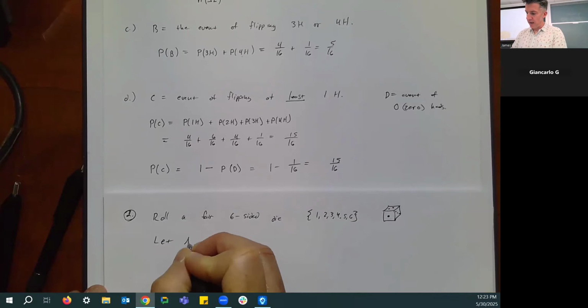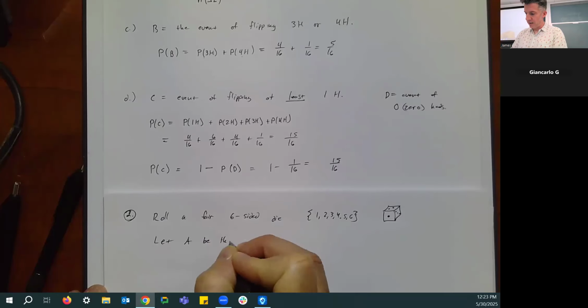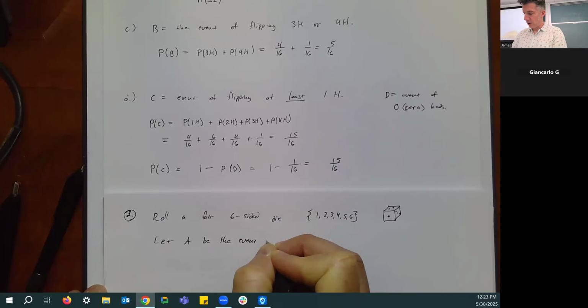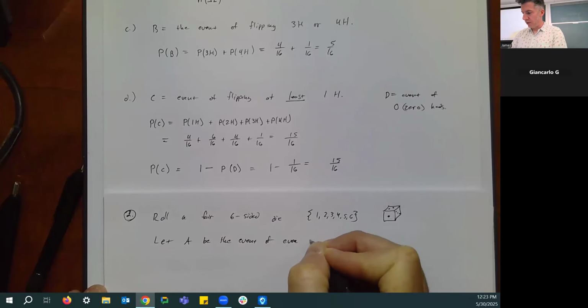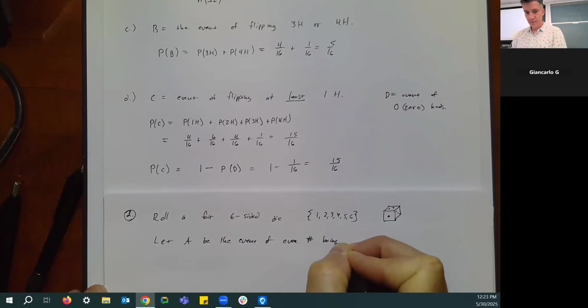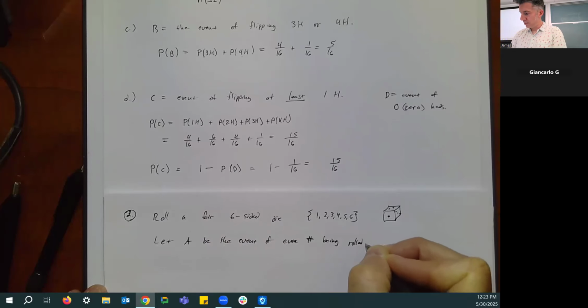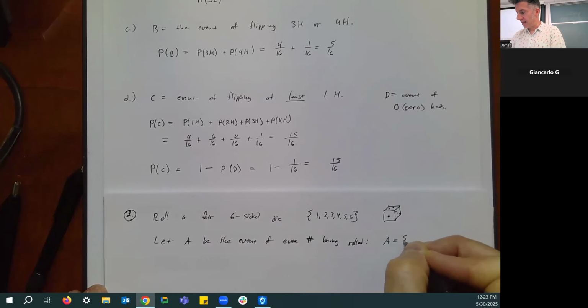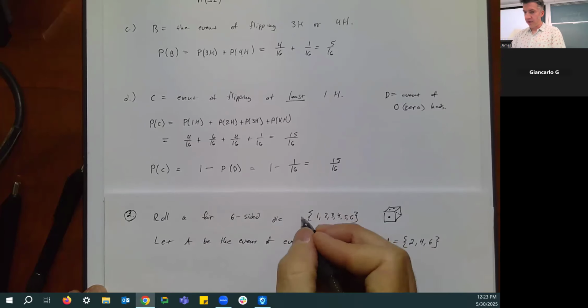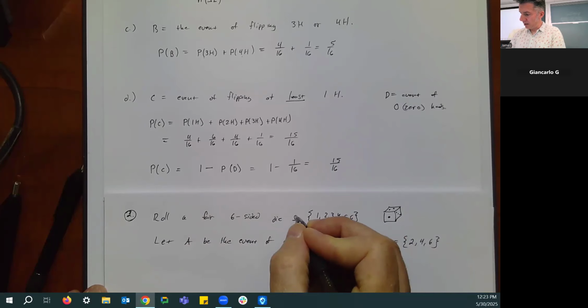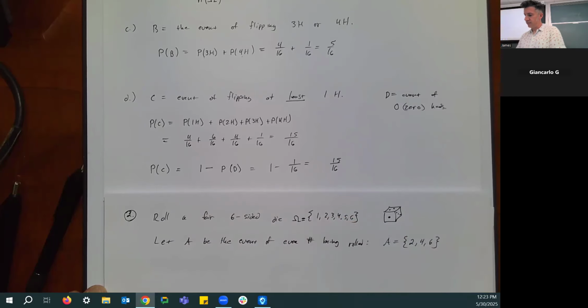We're going to let A be the event of an even number being rolled. So A is the set containing the possible outcomes 2, 4, and 6. And I should have called this up here omega, by the way. This is omega, the set of all possible outcomes.